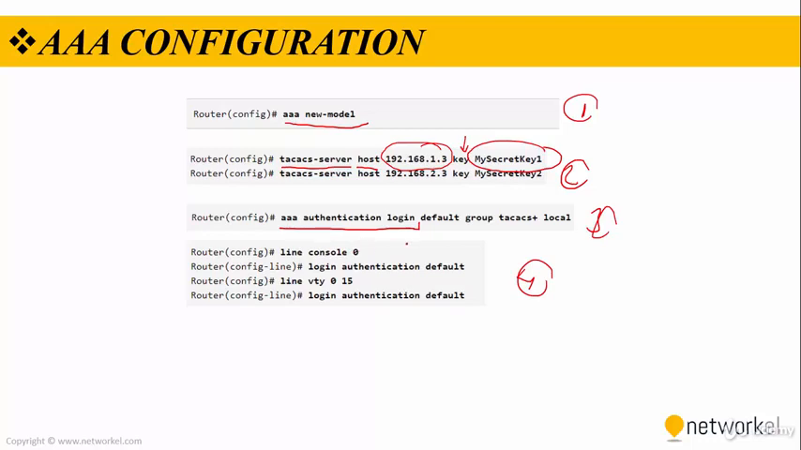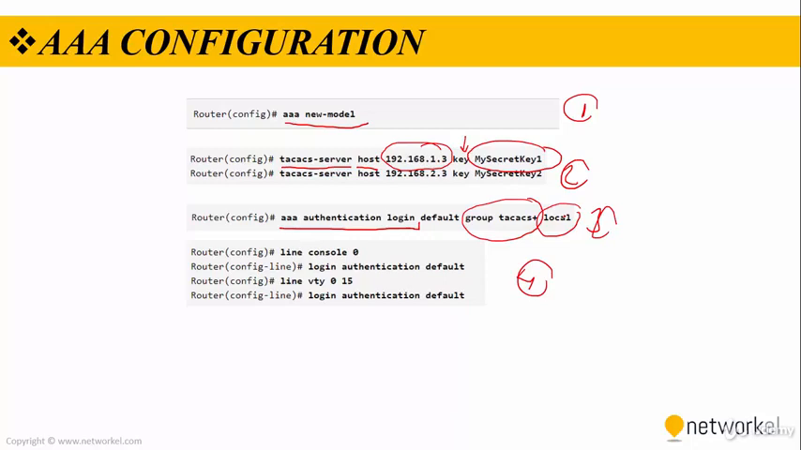Group tacacs+, as you can see here, means using all configured TACACS Plus servers. And we have the local keyword here, and local defines the second authentication mechanism. If authentication servers cannot be accessed, local usernames and passwords defined in the router can be used.